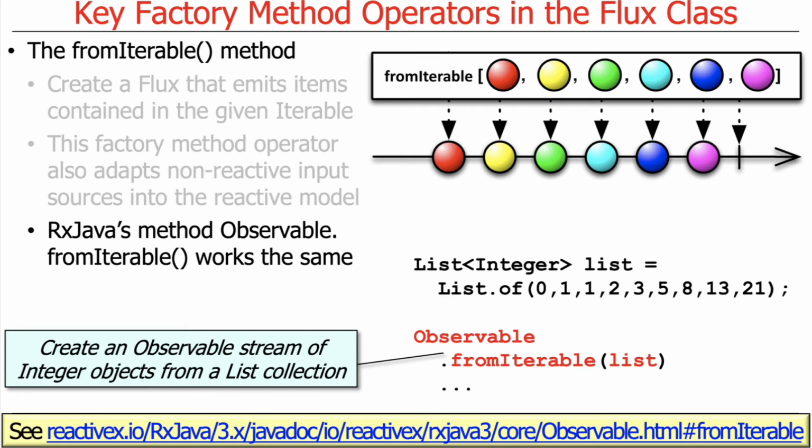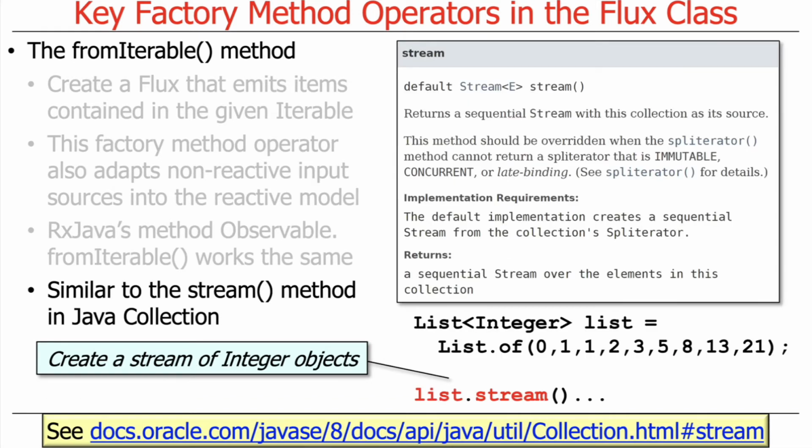RxJava also has a fromIterable method that works exactly the same, so no big surprise there. These are also very similar to the stream method that you have on collections, like on a list. So here's a very similar example of what we're doing with RxJava or Project Reactor. We make a list of integers, and then we take that list and we say stream, and that turns it into a Java stream, and then you can do map and filter and other things on that stream. So this should all look very familiar, nothing too surprising here.